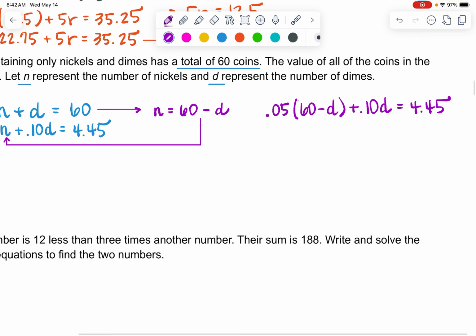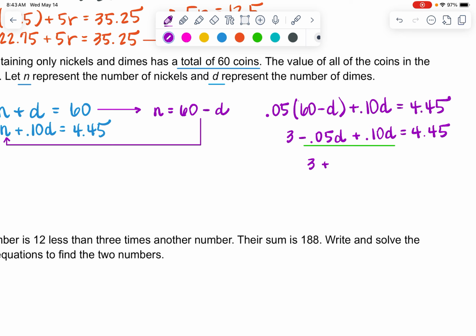All right, so now we're just going to distribute that 0.05, right? So 0.05 times 60 is going to give us 3 minus 0.05D plus 0.10D, or just 0.1D, equals 4.45. And then we're just solving this equation, right? It looks like we've got some like terms to combine here, right? So that's going to give us, negative 5 cents plus 10 cents is going to give us positive 5 cents. Oops.